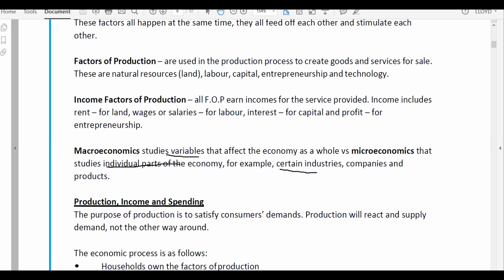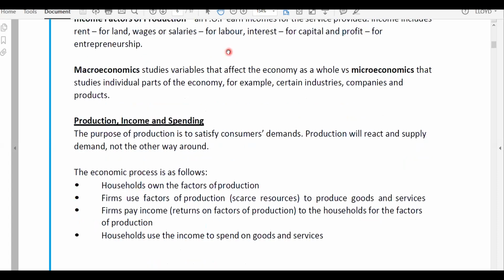Why does production take place? Production takes place because we have needs and wants. As individuals, there are things that we need and want. We need goods and services. So for us to have those, or to satisfy the needs for goods and services, production has to take place, because it is only through production that we're able to get goods and services. That is why production is a very important aspect of the economy, because through it, we're able to get the goods and services that can meet one's demands or wants.